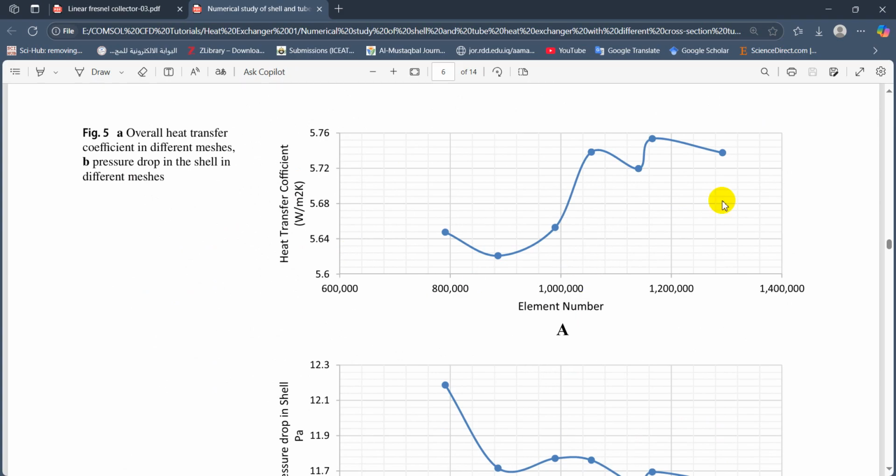you can see here in order to take fewer elements, because you can see that increasing the number of elements will need more time, so they make a mesh independence study in order to reduce the number of elements and then reduce the numerical solution time, but give acceptable and accurate results.